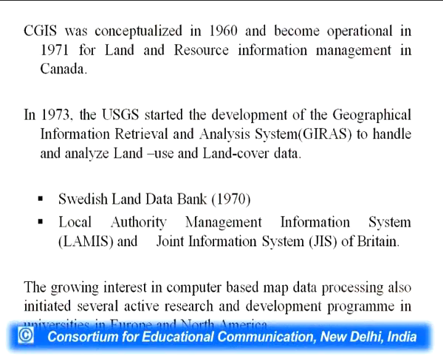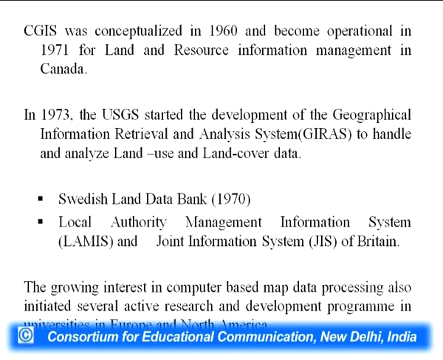CGIS, Canada GIS, was conceptualized in 1960 and became operational in 1971 for land and resource information management in Canada. In 1973, the USGS started the development of the Geographical Information Retrieval and Analysis System to handle and analyze land use and land cover data. At the same time, the Swedish Land Data Bank was also established to digitize their land cover and land use system. Then the Local Authority Management Information System and the Joint Information System were developed by Britain to manage their local resources.